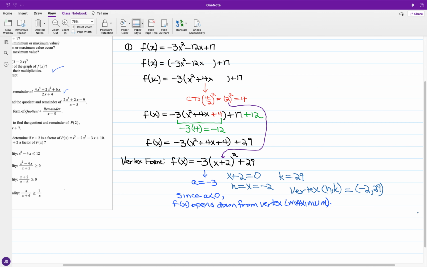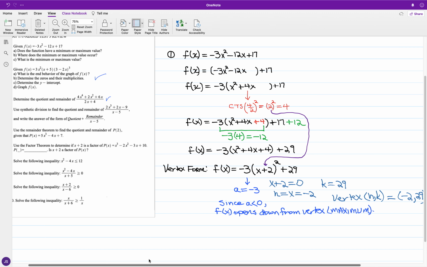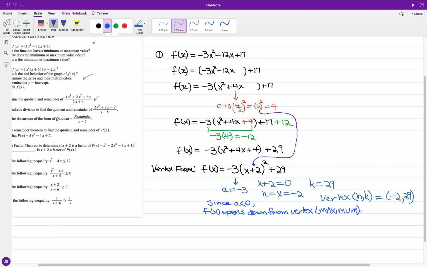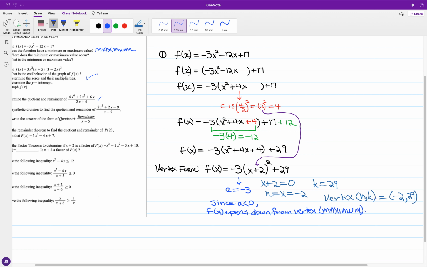And just for what we have in terms of the items sought after. Does the function have a minimum or maximum value? In this case, the vertex is going to be the peak point, so that's going to be the maximum. And it's asking where does the minimum or maximum value occur? That's going to be your first coordinate, your x or h value, which is going to be negative 2.